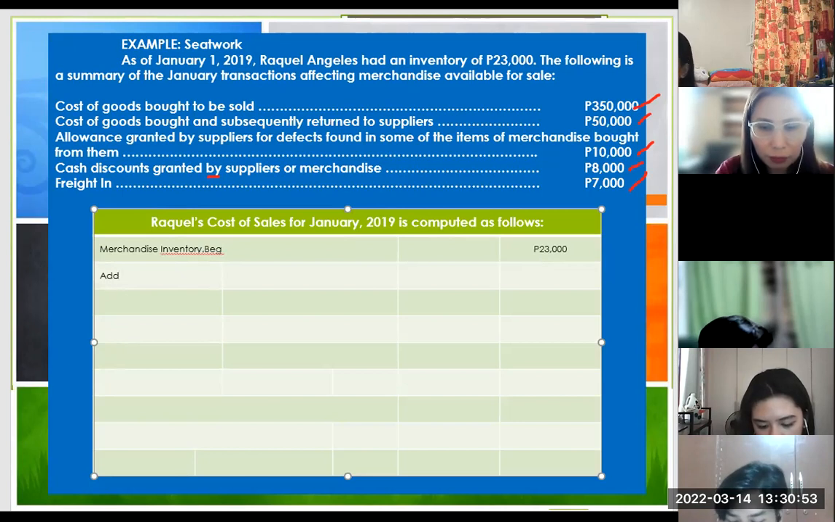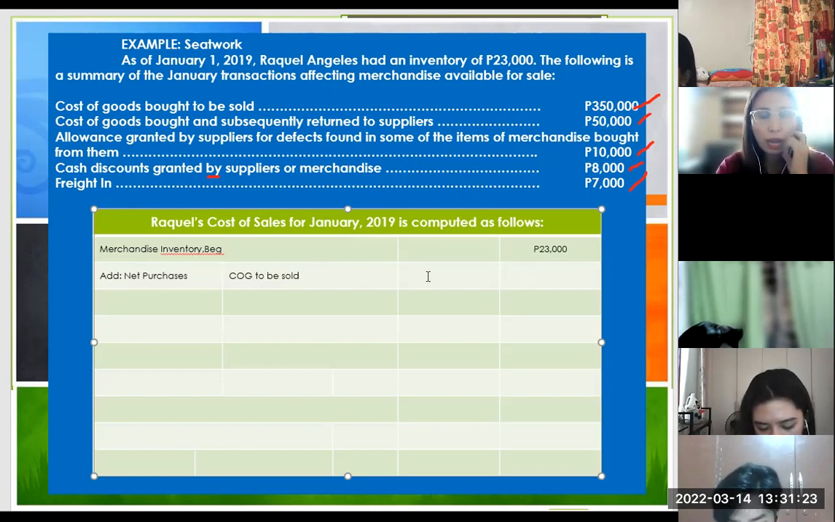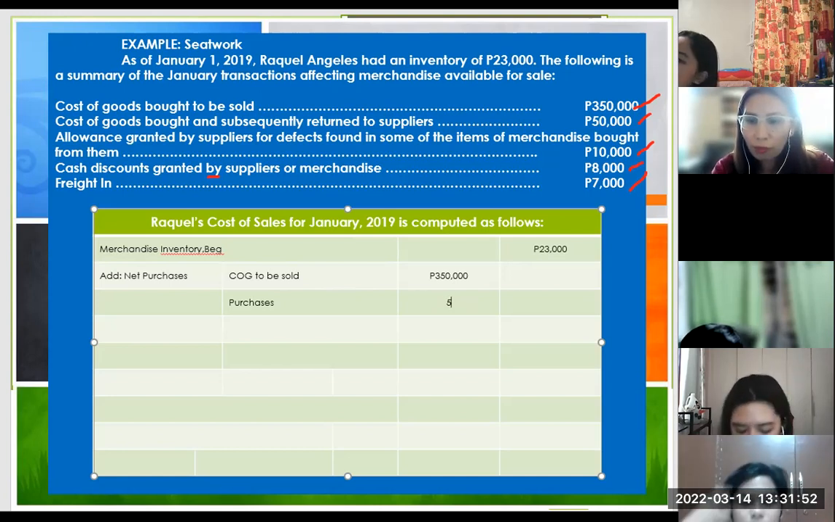Now, let's add yung net purchases. Ano-ano yung net purchases? Isa-isahin natin. The cost of goods to be sold, ayan, cost of goods sold, we have 350,000 pesos. Lagay natin ng peso sign. What else? The cost of goods bought and subsequently returned to suppliers. These are purchases, 50,000 pesos.